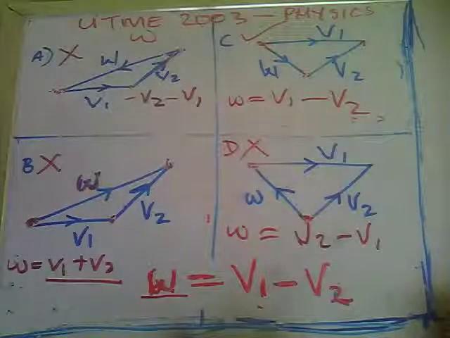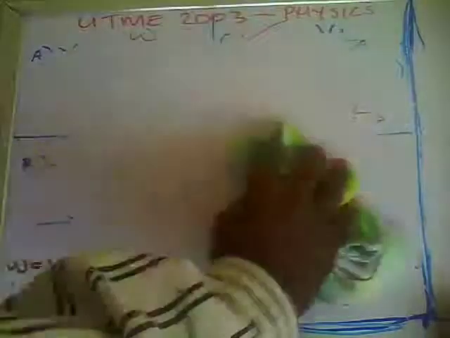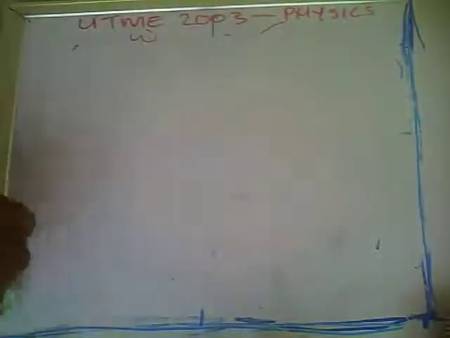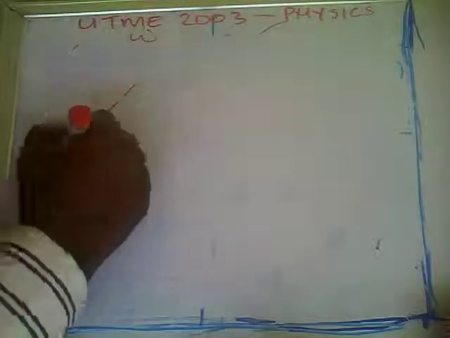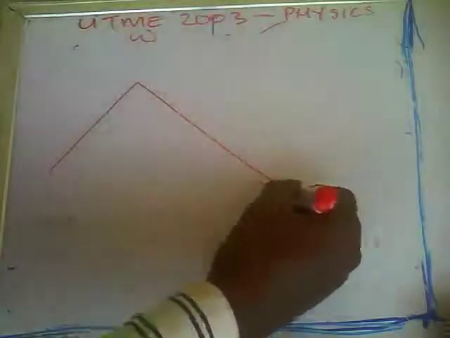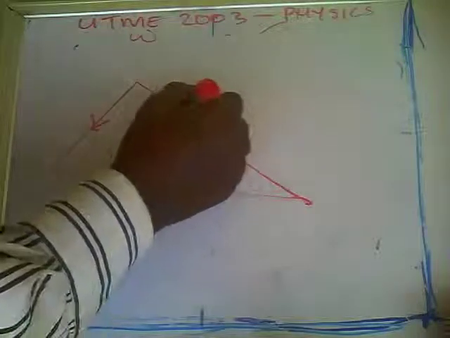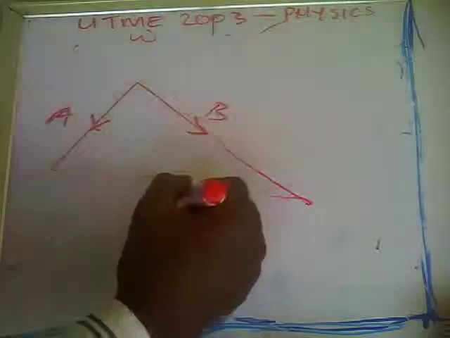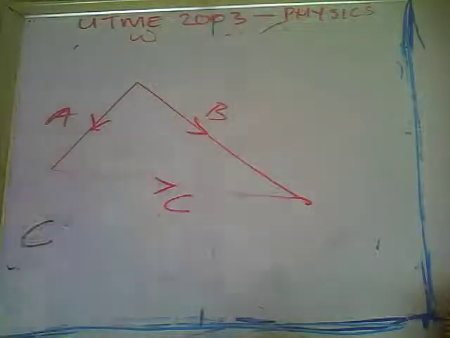Let me give you an additional question. Let's say we have a vector diagram of this kind, and this is A, this is B, this one is C. We are asked to write out vector C. What would that be?